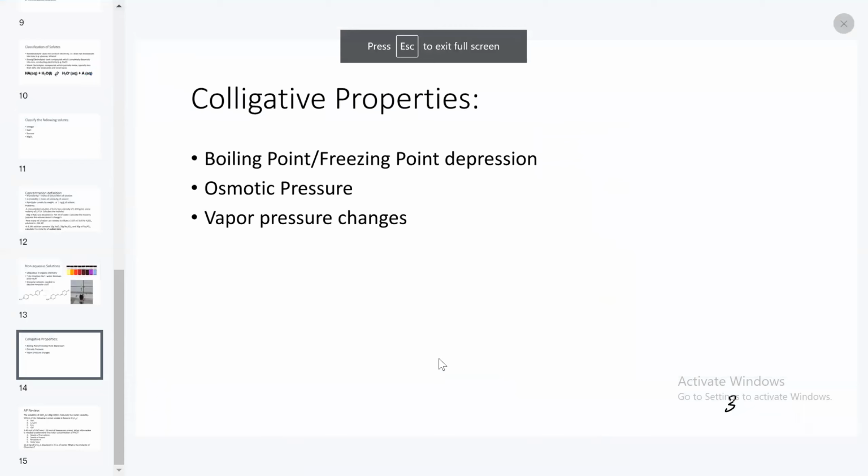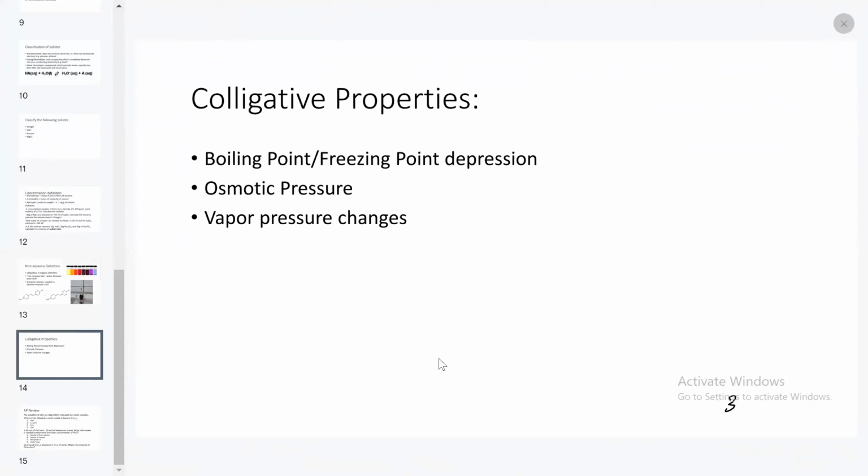Finally, we have colligative properties. We don't have much time left, so I'll just breeze through these. Basically, colligative properties are properties of a solution that depend on the concentration. The two most important ones you need to know are boiling point elevation and freezing point depression. We have the boiling point of a pure solvent, and when we add a solute to that solvent, the boiling point will increase. Additionally, the freezing point will decrease.